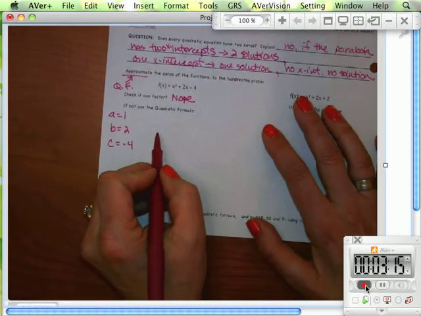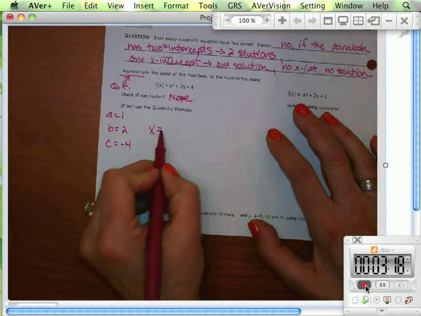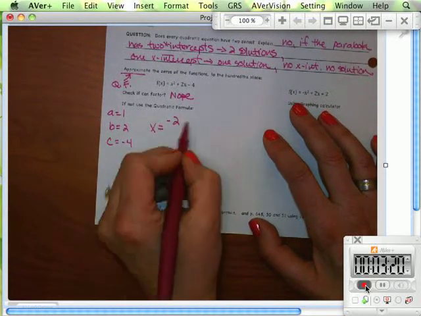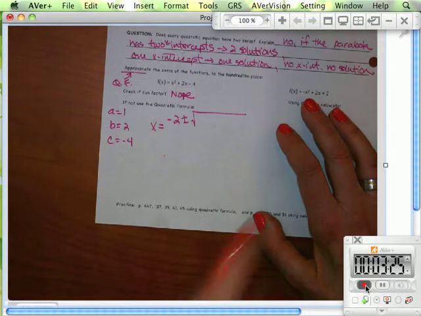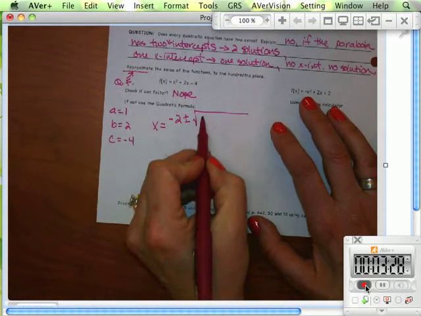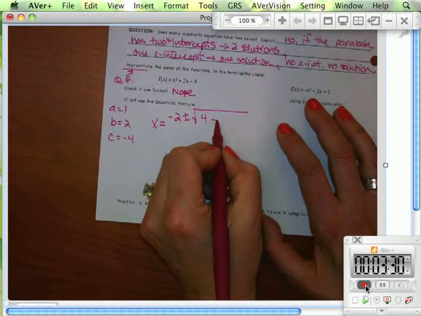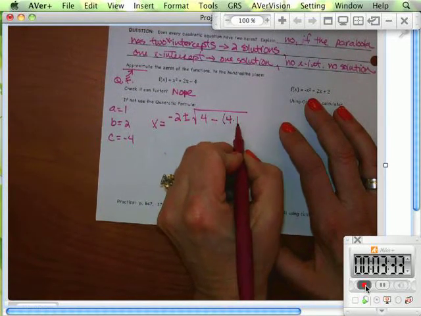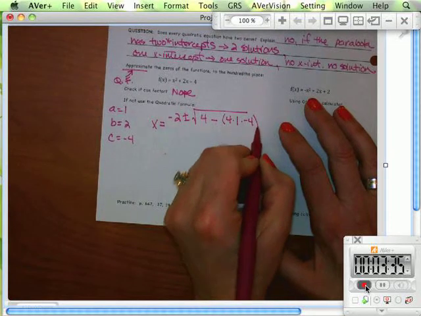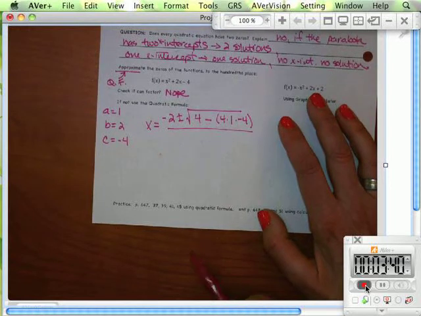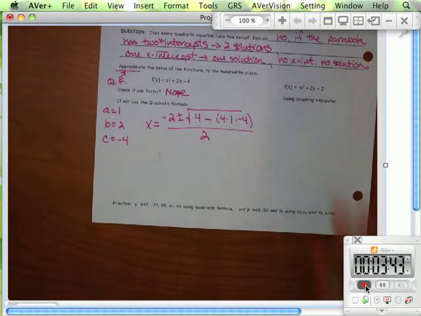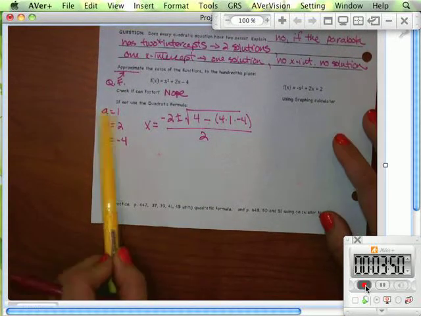I'm going to do it quickly. X equals negative b plus or minus square root quantity b squared, which is what? What's b squared? 4, minus 4 times a times c, all divided by 2 times a, which is just 2.